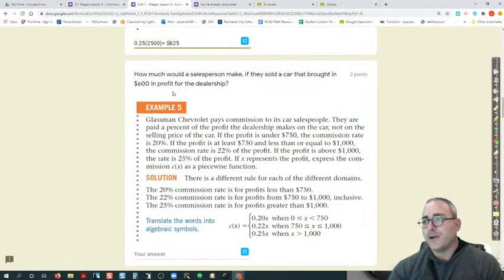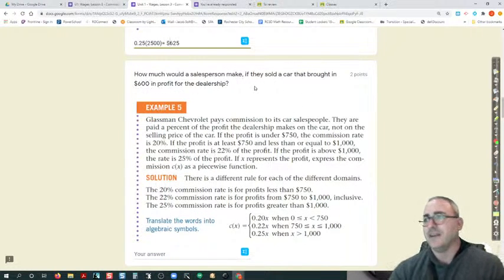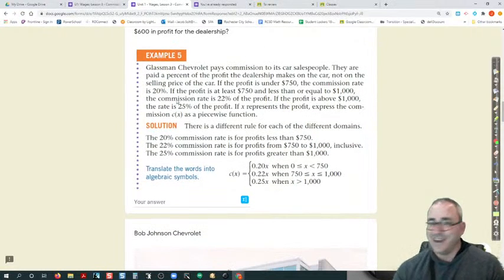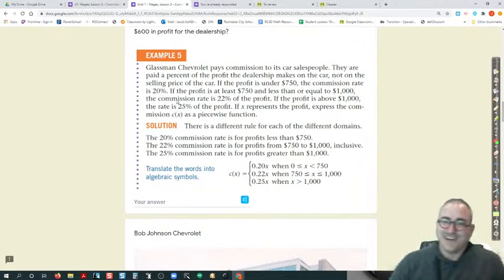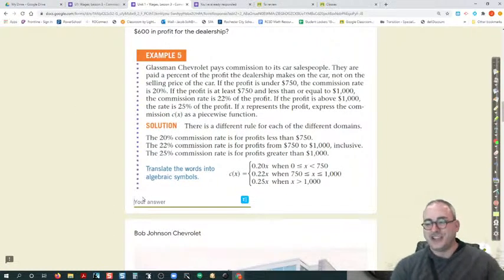Now let's do this for $600 in profit. How much would the salesperson make if they sold a car that brought in $600 in profit for the dealership? All right, pause me now. Figure it out. You can do this. You got it. You've seen the last one. This will be no problem. Through the magic of video, I'm unpaused. I'm unfrozen. You're ready for me to explain it just to check your work, right?